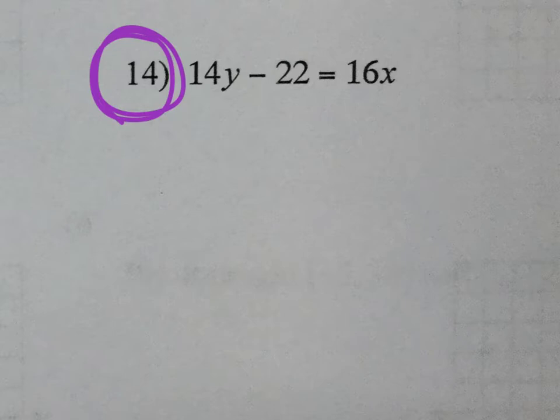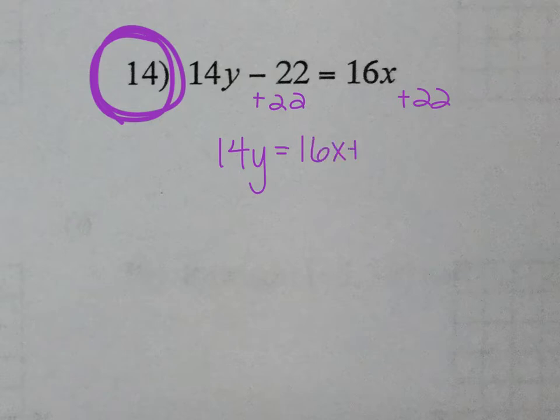I want the y to be by itself. So the first thing I'm going to need to do is move this 22 over, and I'm going to do that by adding 22 to both sides. So that leaves me with 14y. Remember, I cannot add a 16x and a 22 together. One of them has an x and the other one doesn't. All right, so that means I'm going to have 16x plus 22.